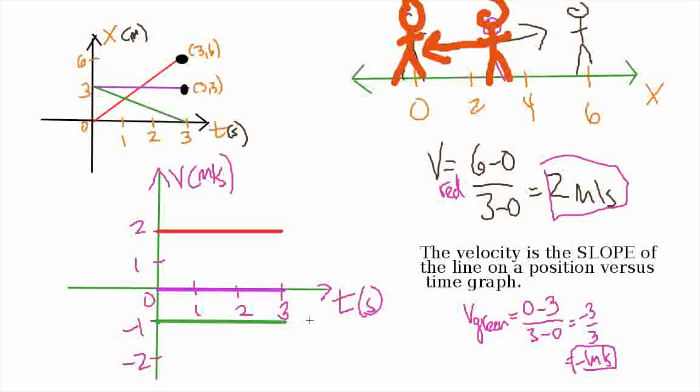Now so far I've done velocity graphs that are constant, they're horizontal. Is it possible to have velocity graphs that are not constant? Yes. Let's finish by discussing what that means. I'm going to go to a new whiteboard now.